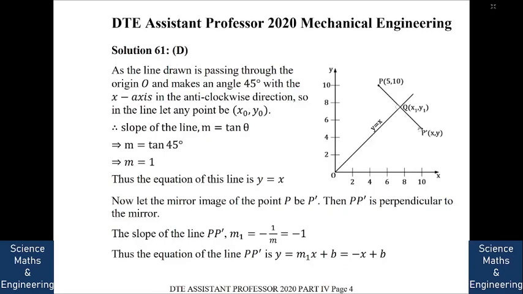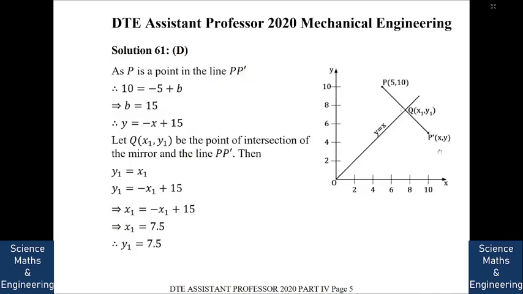So the slope of this line PP dash would be equal to minus 1 by m, as m into m1 is equal to minus 1. That is, the product of the slopes of two perpendicular lines is minus 1. So from here we get m1 is equal to minus 1. Now the equation for this line PP dash is y equal to m1x plus b.